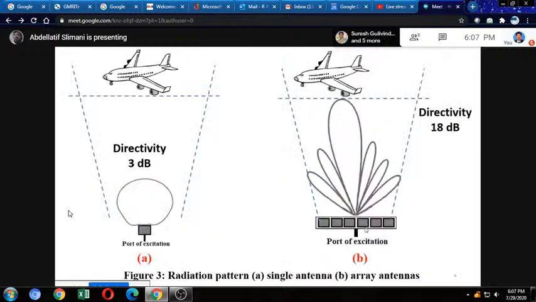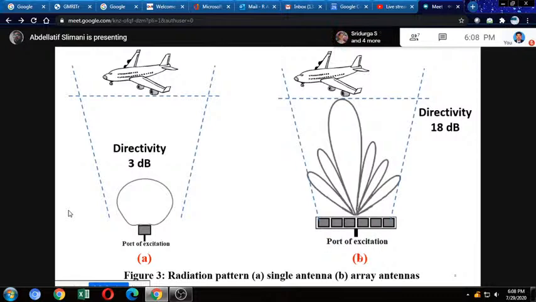To understand the high radiation performance, I give this example. In figure A, I have just one single antenna that has a directivity of 3 decibel. So this antenna, I cannot use it to cover the area of our application, for example, here, plane or aircraft applications. The radiation produced with this antenna cannot cover the region of our airplane or aircraft. So I need to work with an array antenna that has high directivity and can cover our area of plane or aircraft.